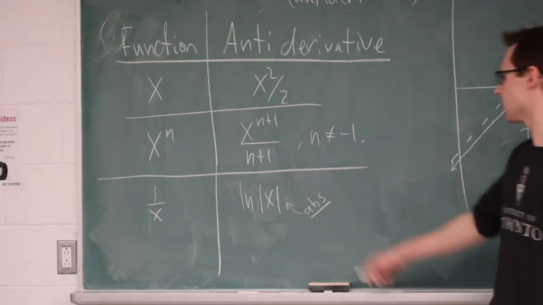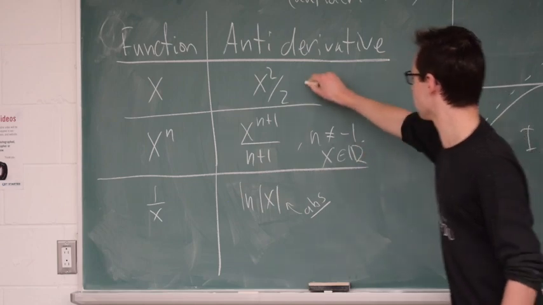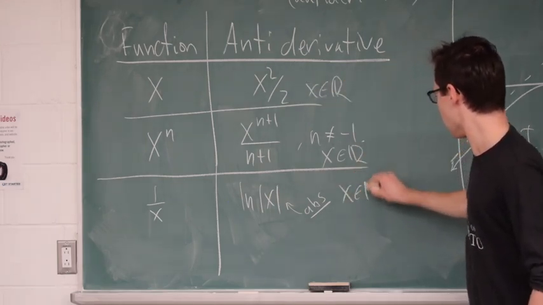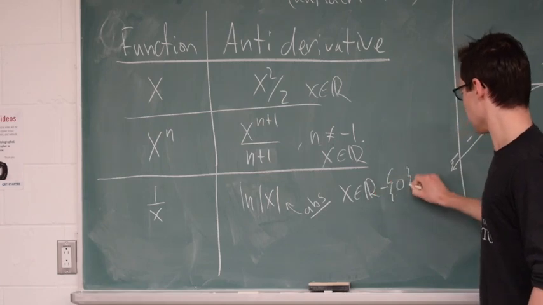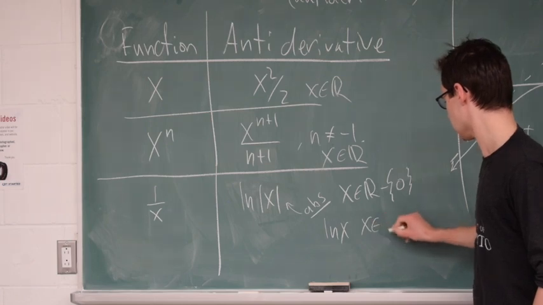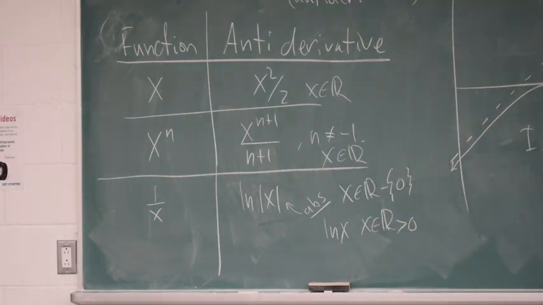In this case, this is true for all x's in R. This one is true for all x's in R except at 0. And ln of x is true for all x's in R that are strictly greater than 0. So the formula ln of x is still okay. It's just that the domain here is different.